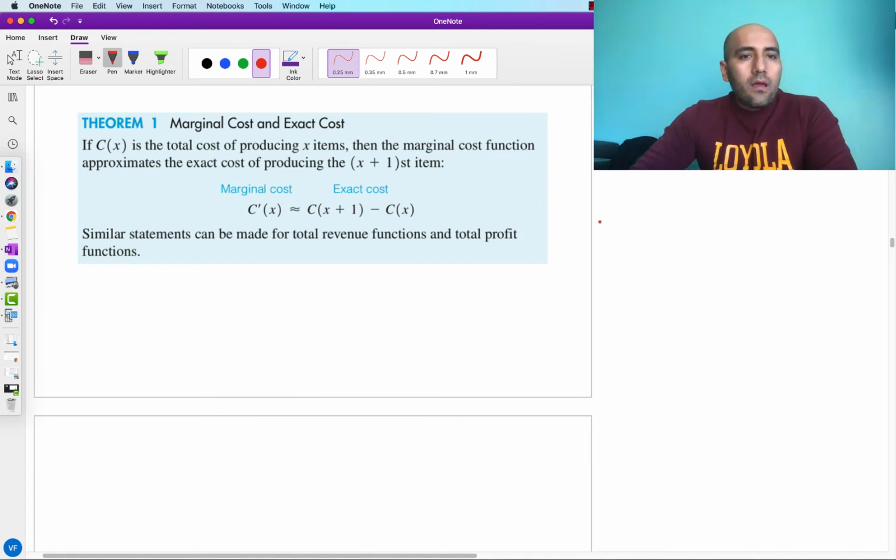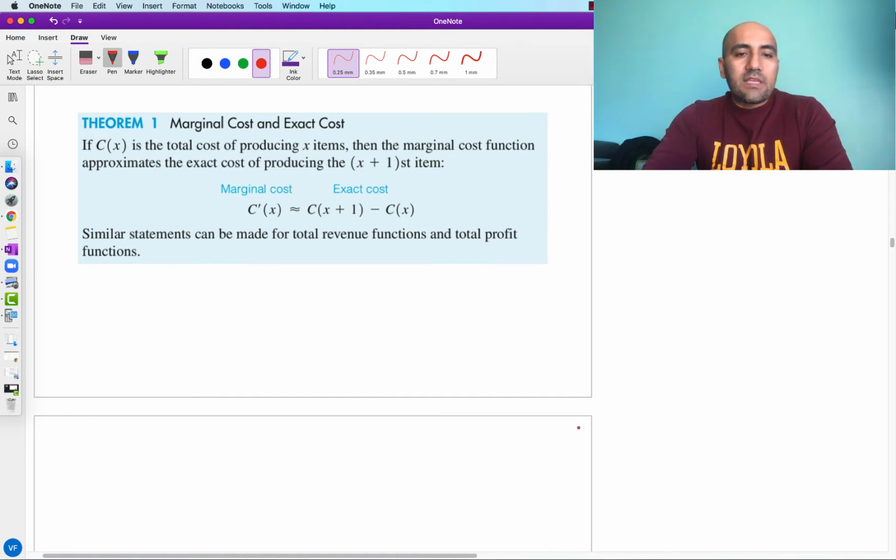Okay, theorem 1. Marginal cost and exact cost. So if C of X is the total cost of producing X items, then the marginal cost function approximates the exact cost of producing the X plus 1 ith item. So marginal cost is this derivative. We take the total cost function, take its derivative, that'll be the marginal cost, and it is a pretty good approximation to the exact cost, which is the difference between evaluating the cost function at X plus 1 minus evaluating the cost function at X.